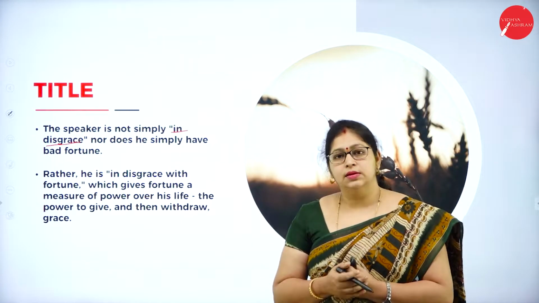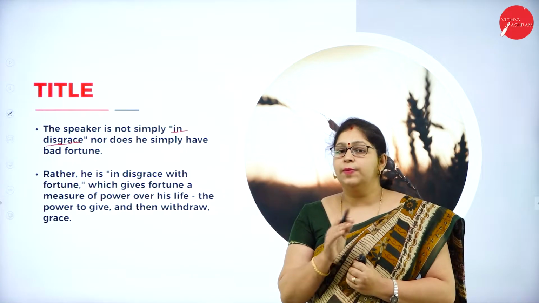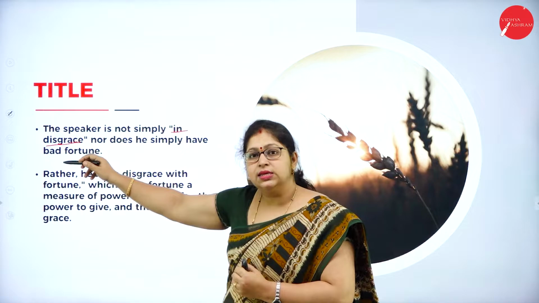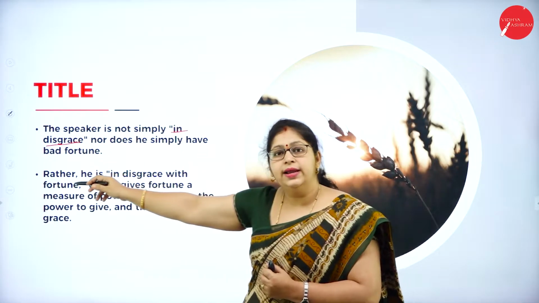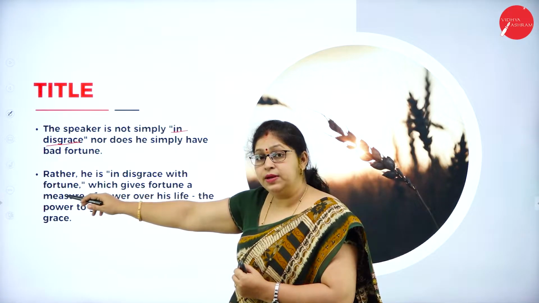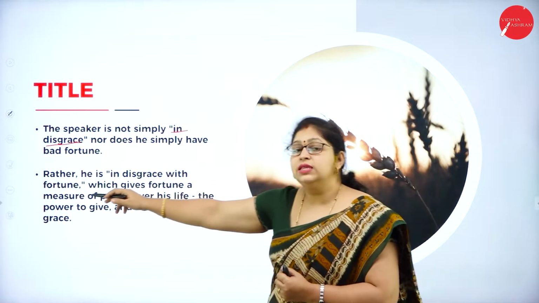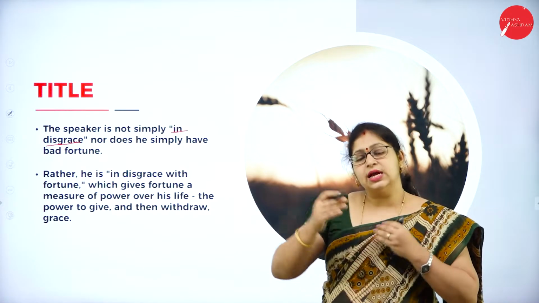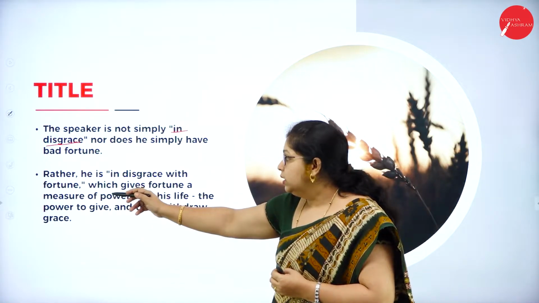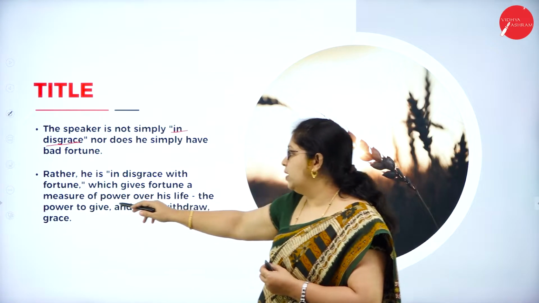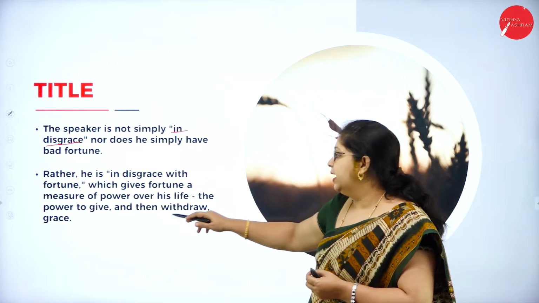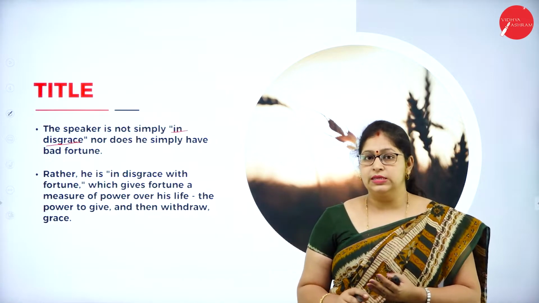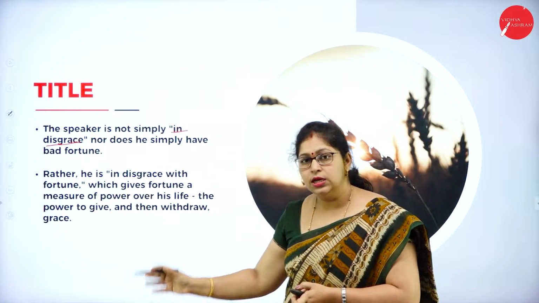What is disgrace? The word disgrace means loss of reputation or loss of respect. So here he has not simply lost his respect or reputation or had bad fortune. But what happened here? Rather, he is in disgrace with fortune. So he is not happy with the fortune he has. He is comparing himself with others. This gives fortune a measure of power over his life, the power to give and then withdraw grace. So what is it telling? Fortune has given and then has withdrawn from his life. That is what he has written in this sonnet.